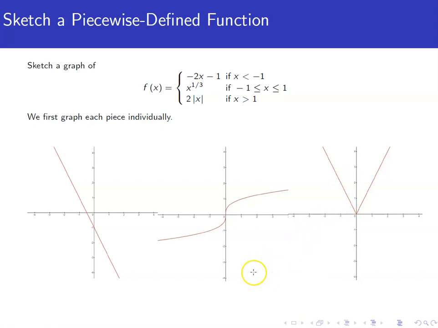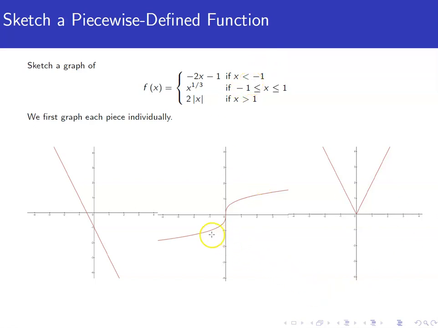So now we need to break it into pieces. For the first piece, we only want x is less than negative 1. So we would start at negative 1 and look at the left-hand piece. And we would put an open circle at negative 1, 1 because it's not equal to there.